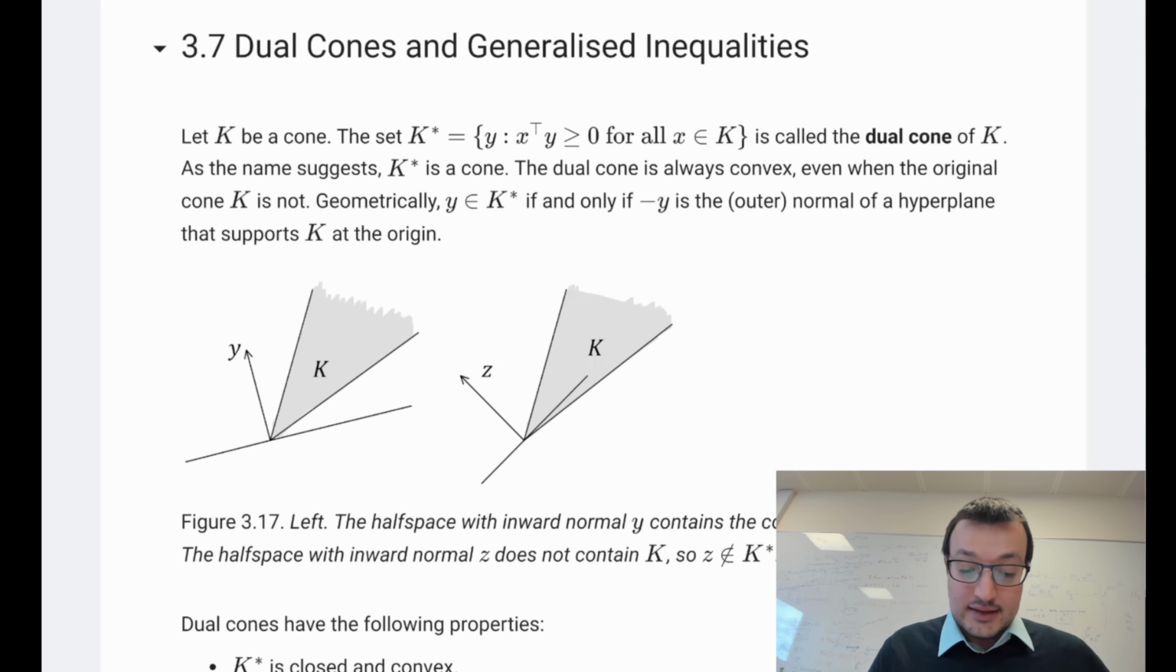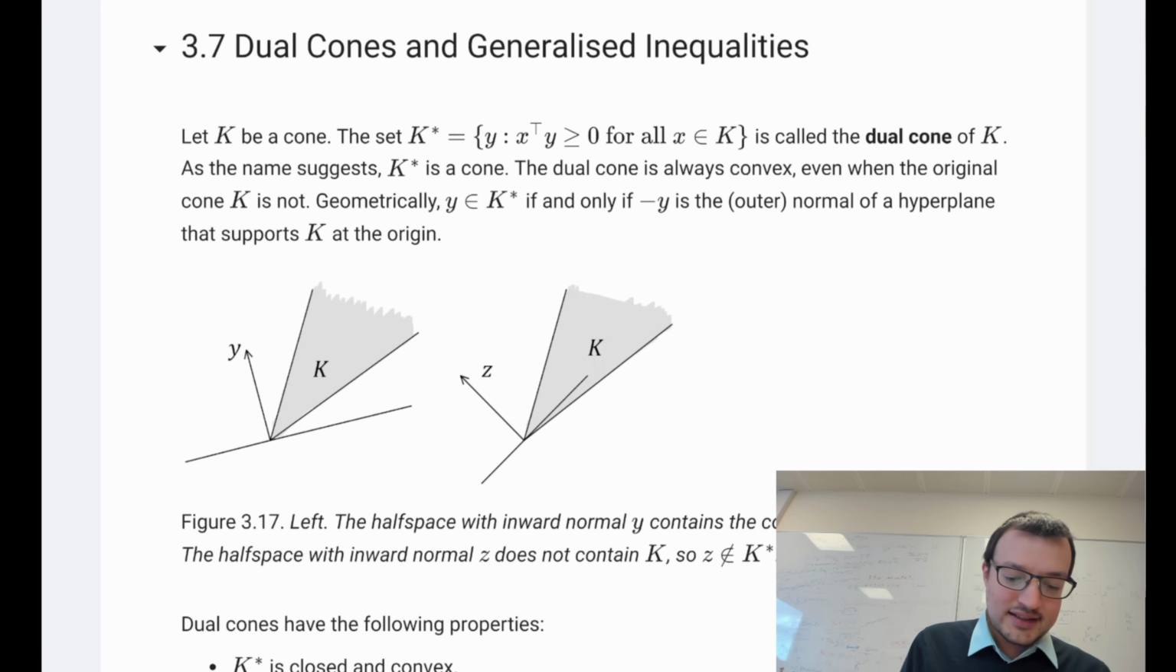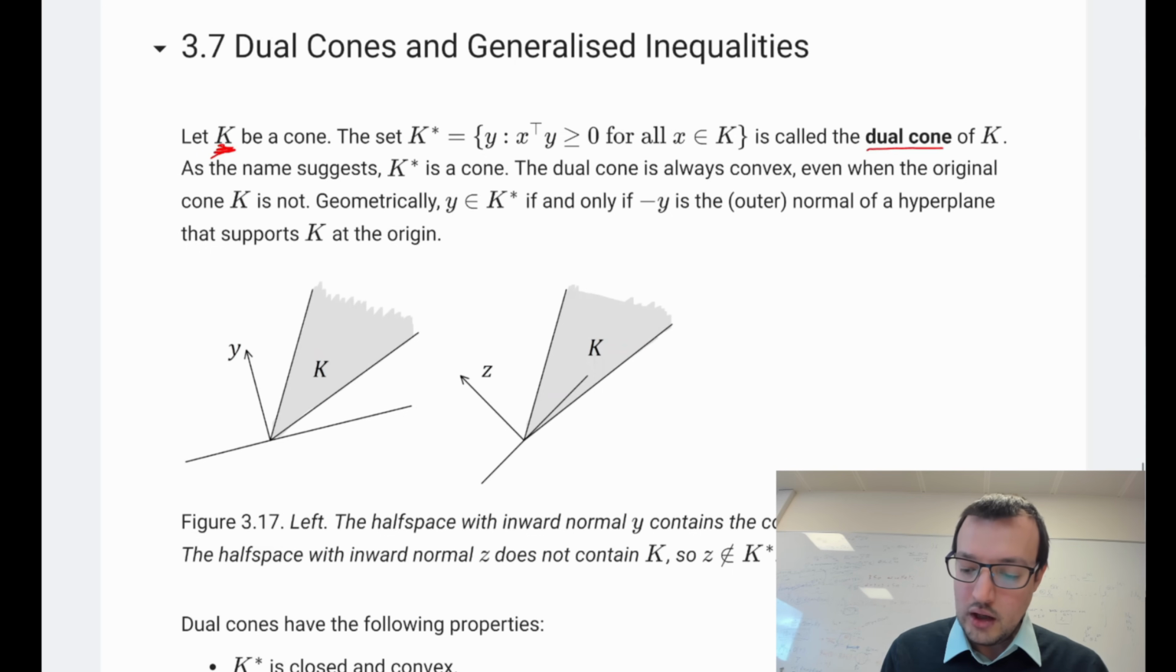We now reach the last section of this chapter, which is about dual cones and generalized inequalities associated to the dual cones. So this is going to be a quite difficult topic from a mathematical point of view, and my suggestion is always to try to think of these definitions from a geometric point of view, try to do some pictures in the plane, because once you do the pictures in the plane, these things start to make sense. So let's consider a cone K, and then we define what is known as the dual cone of K.